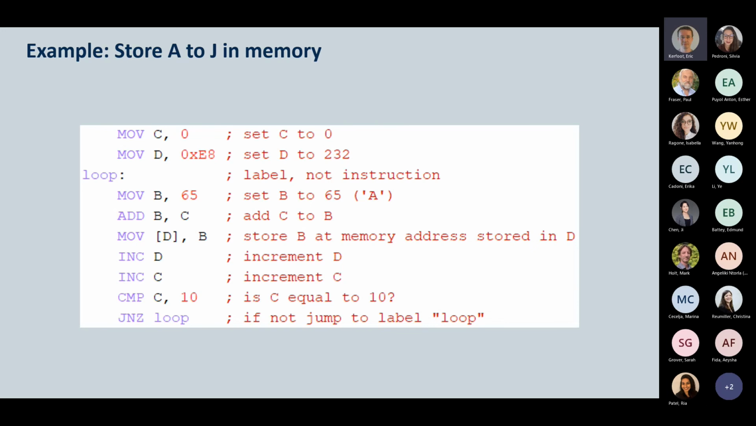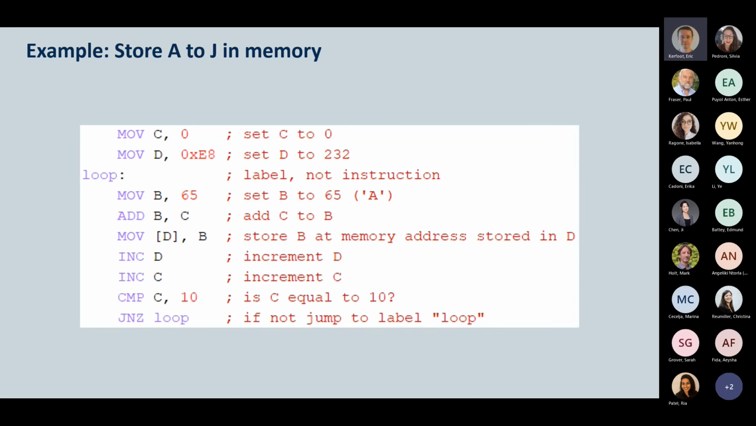And then we're going to use a temporary value in B, which is going to start off as capital A, which in ASCII is 65, and then add to that C, and then move that value B into the memory location that is stored in D. So D starts off at position 232, and then what we'll do is store A in 232. And then we increment D, increment C, and then we're going to do a comparison of C against the value 10. And so we're going to see if C is equal to 10. And if it is equal to 10, then that will mean something for us.